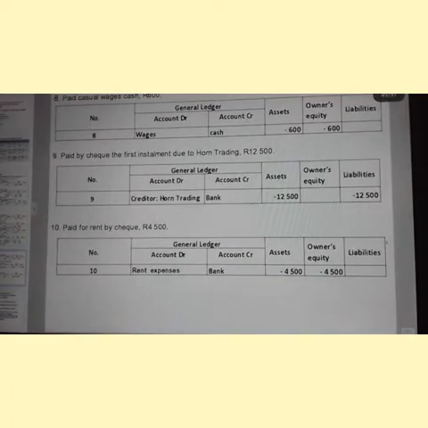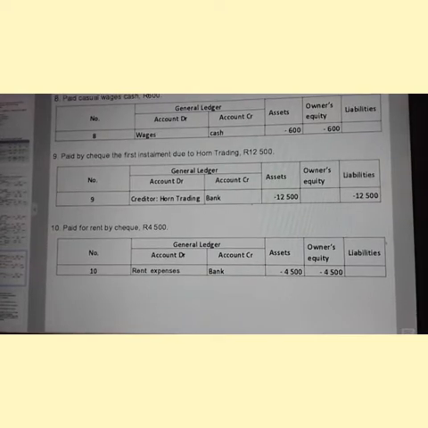And we are moving on to the last three parts of the transactions. So on the eighth day, they said paid casual wage, cash, 600 rand. So the two accounts here, we have wage and cash. Wage is an expense, and cash is an asset. So we debit the wage account, we credit the cash account because we lost cash.